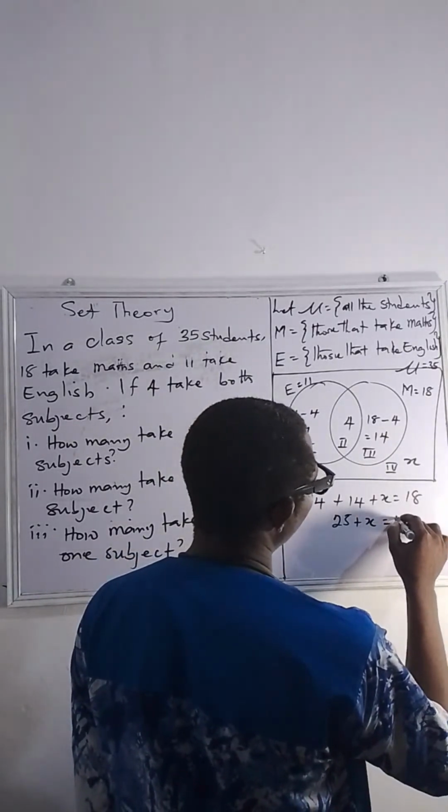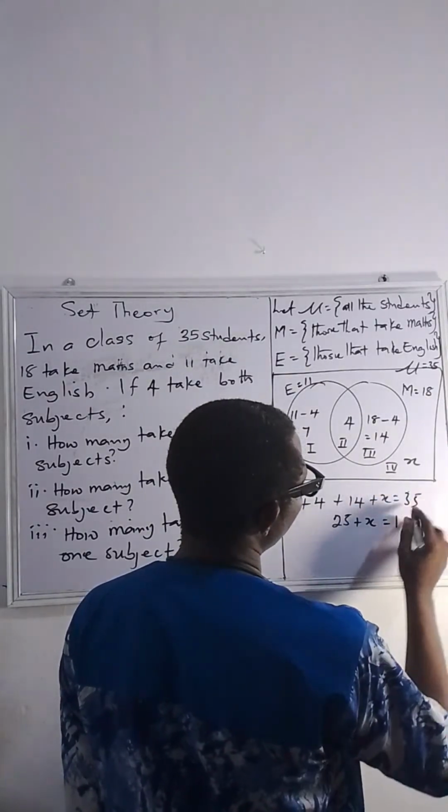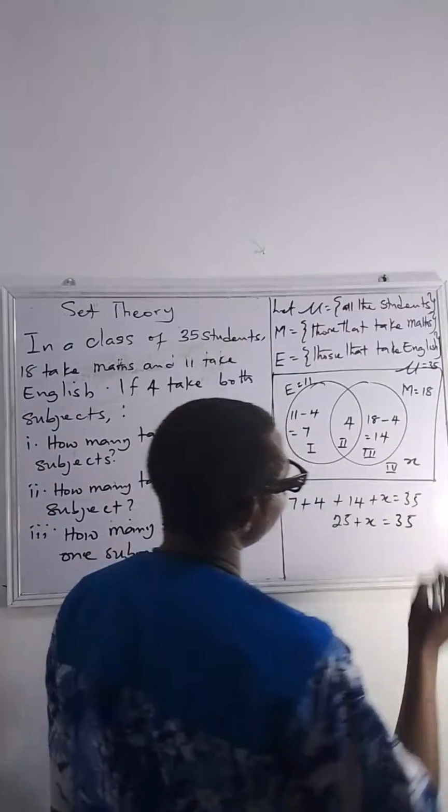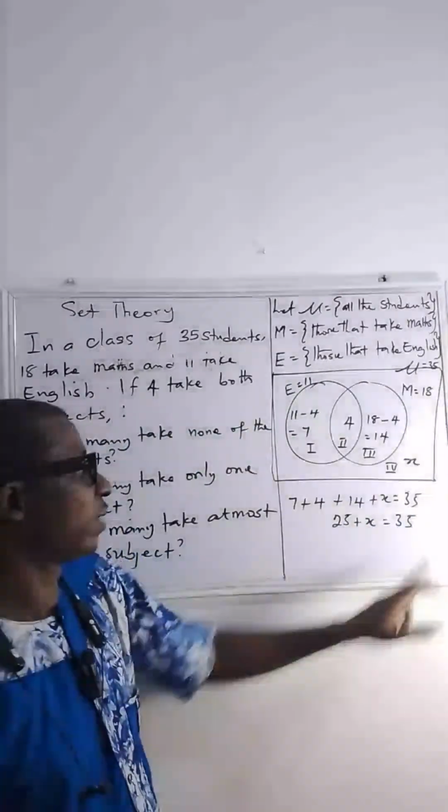equals to 35. Sorry, this is 35, not 18. All right, do you get that now? The universal set is 35. So we have 35.